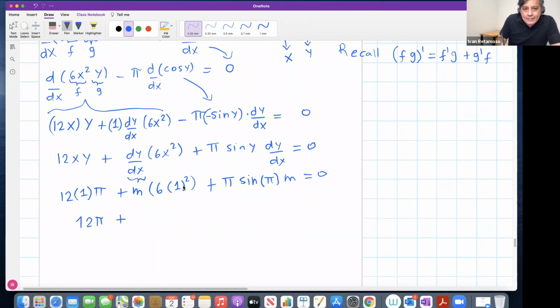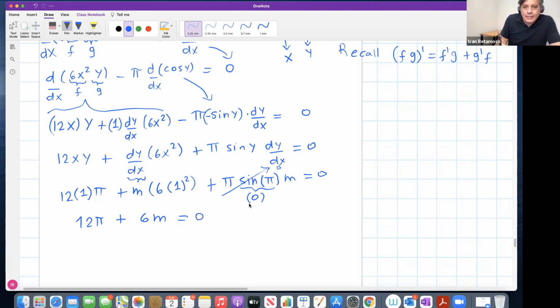As it is. This is 1 squared times 6m here. Plus, notice sine of pi is 0, right? From the unit circle, 0. So this whole thing is 0. So this disappears.